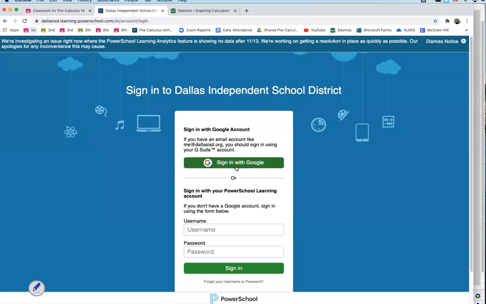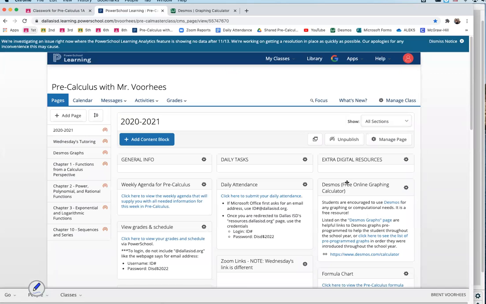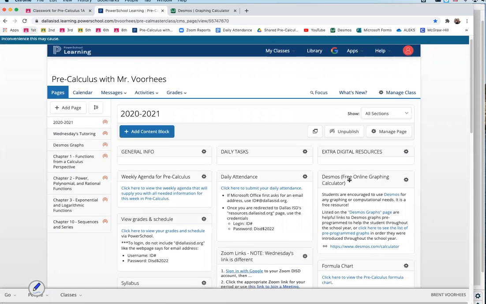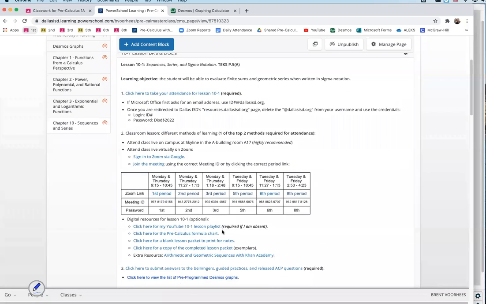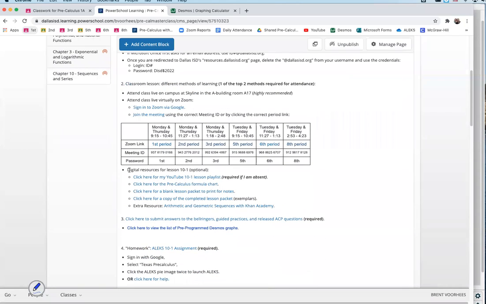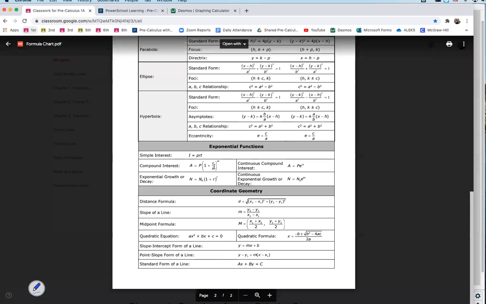If you were using Power School Learning, let me show you how you get to the formula chart. From the front page of the classroom, you can go under digital resources and click there for the formula chart. Or if you're in chapter 10, the formula chart on the digital resources is the second link for 10.1. So anyways, you might want that formula chart open. I'll just leave it open right here.